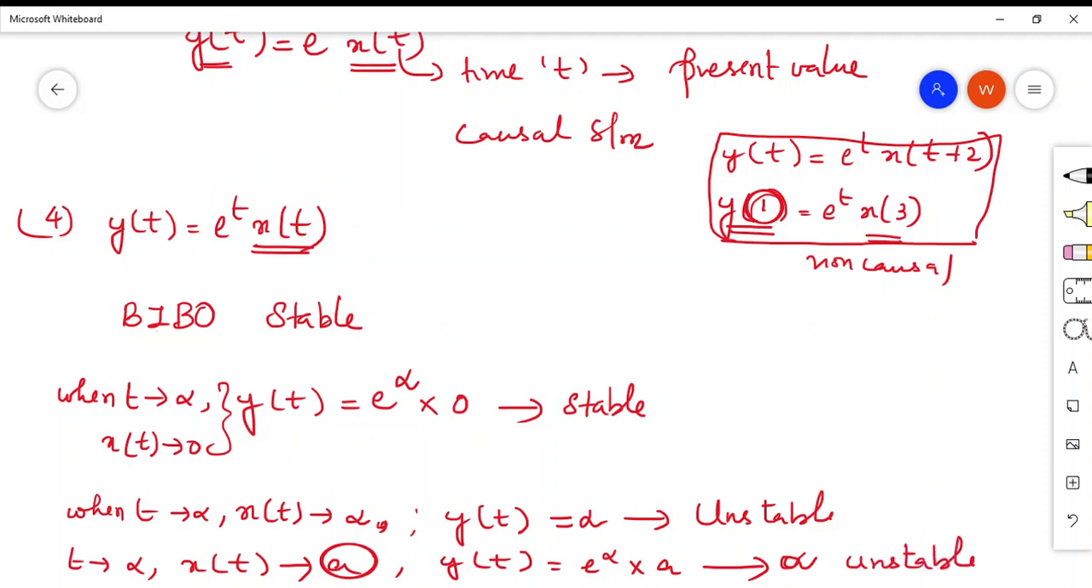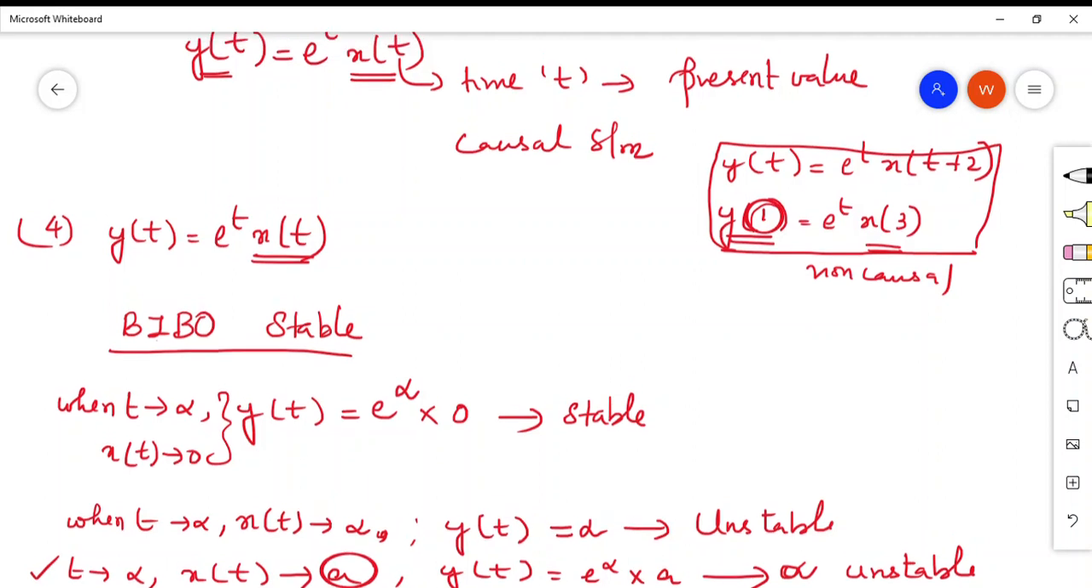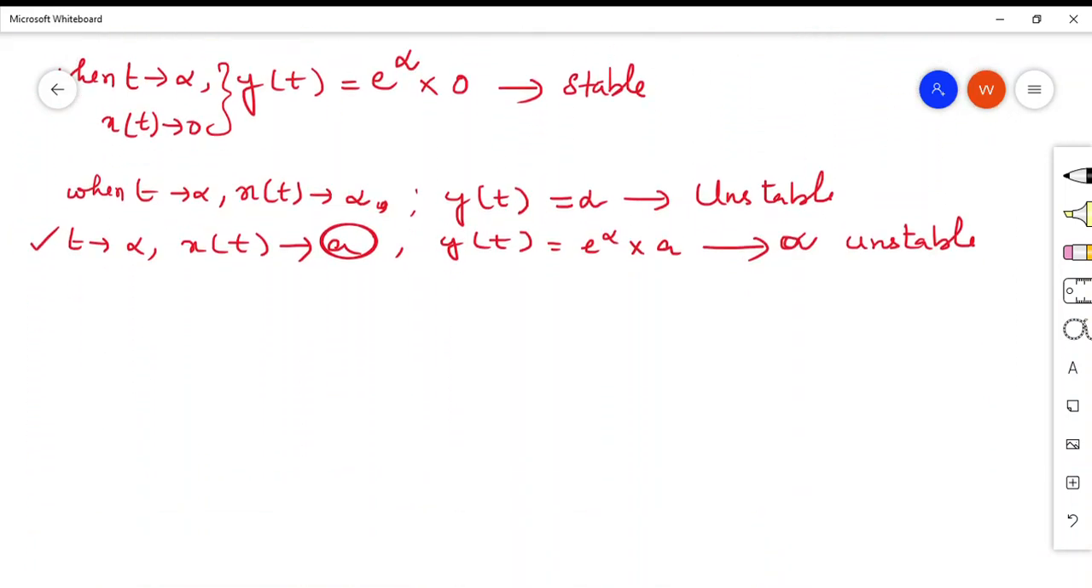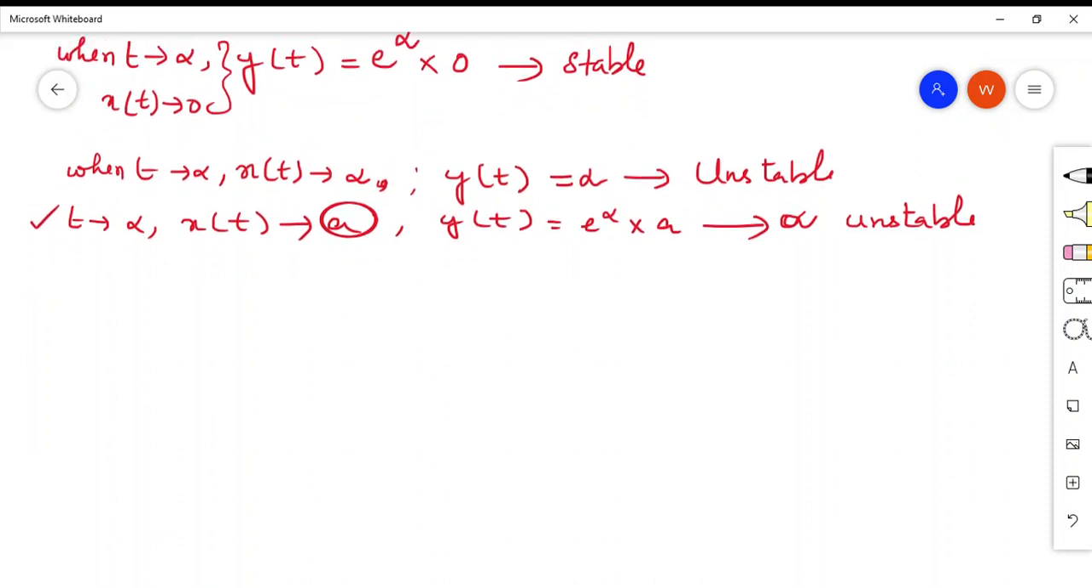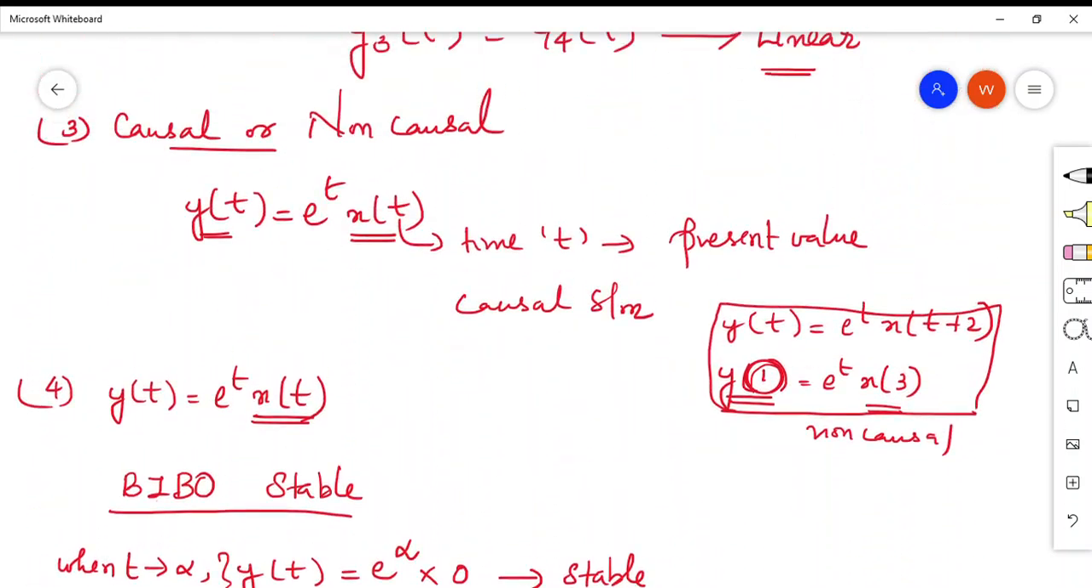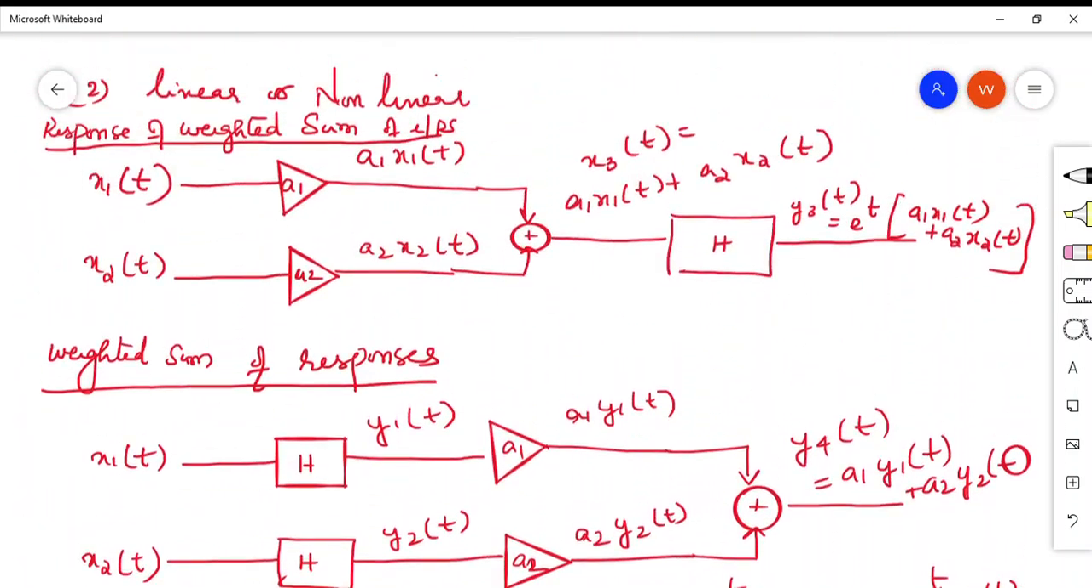Now for the bounded input, bounded output stable condition, stability is always checked at t tending to infinity. So x of t is a bounded value, here it is a. Now y of t becomes e raised to infinity into a, but it is infinity. You are getting infinity. It is not a finite value. So you can say the system is unstable. So this is how you check time invariance, linearity, stability, causality, etc.